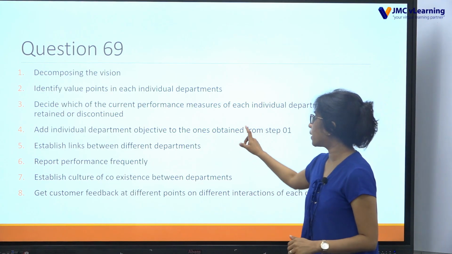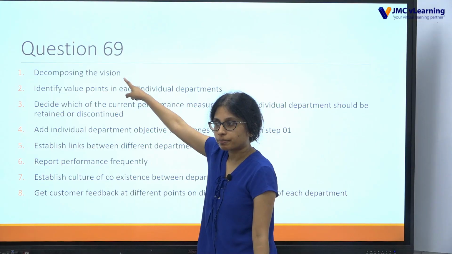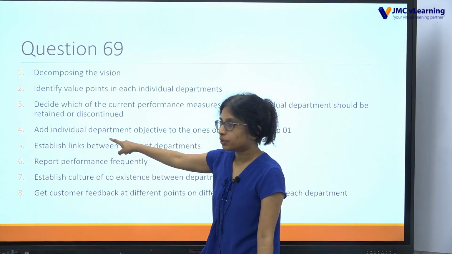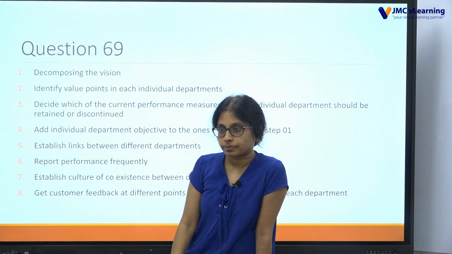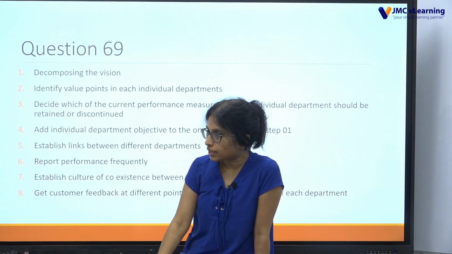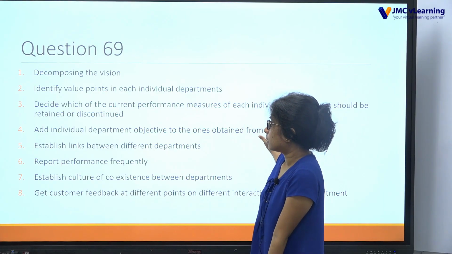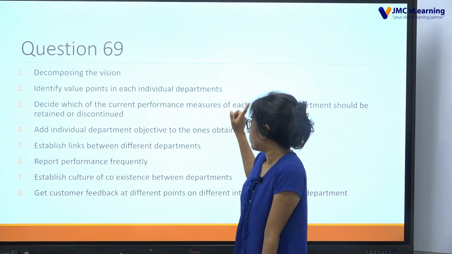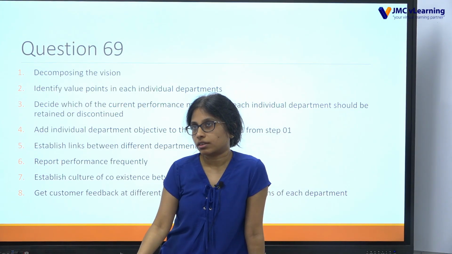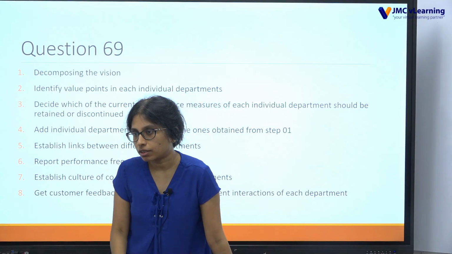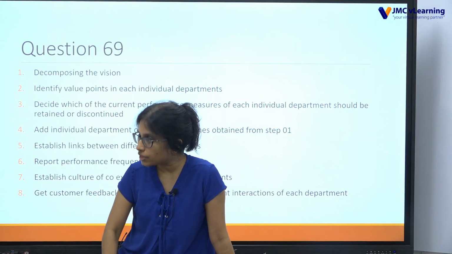Right. Add individual department objectives to ones obtained from step 1. You have the decomposing division. They have drilled down to individual departments. Then there are individual department strategies also. Account division should have some strategies, right? So those strategies you align with the main strategy. Now for example, every third day of the next month, you send a statement to your customers. That is the accounts division strategy.